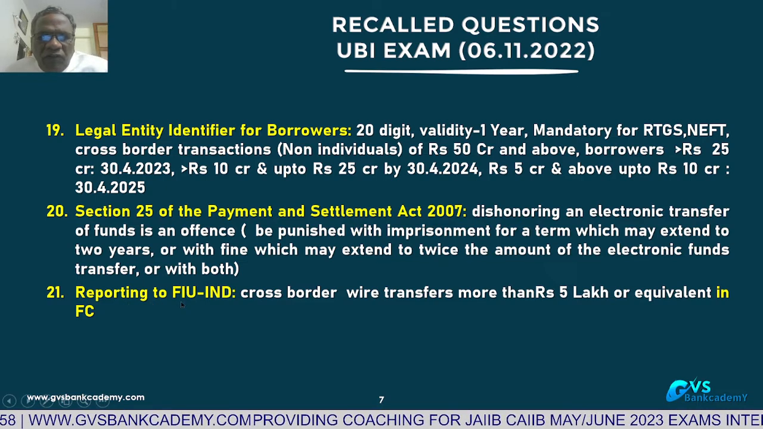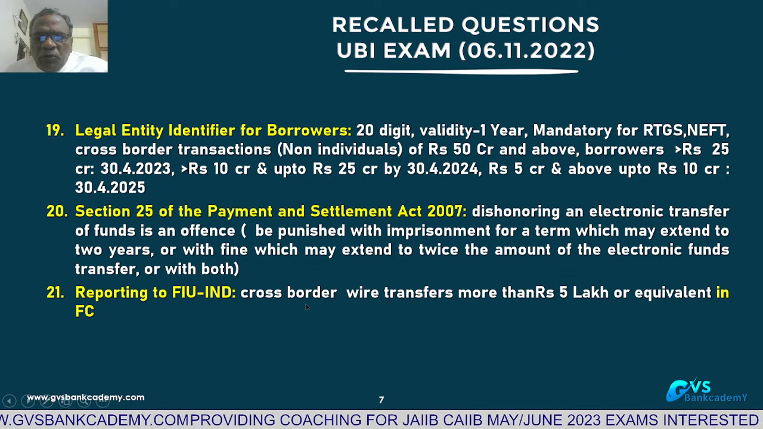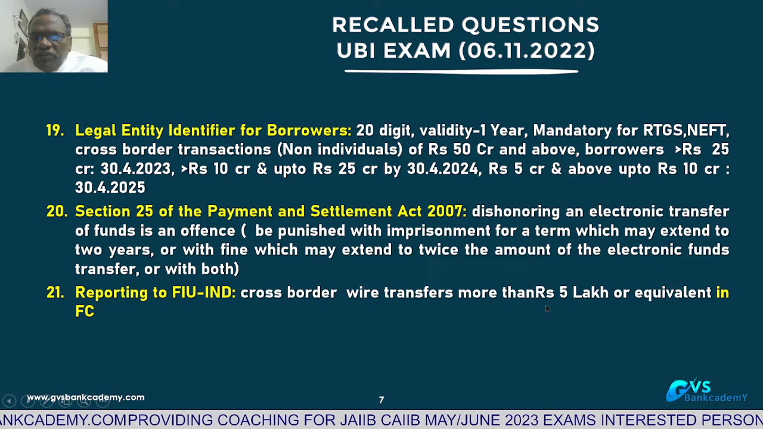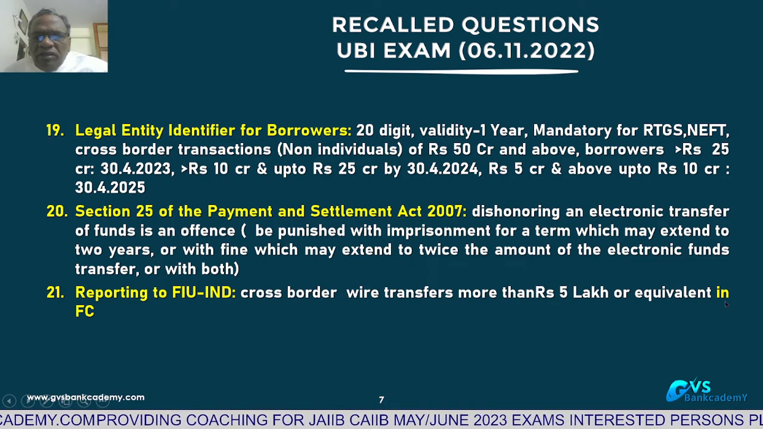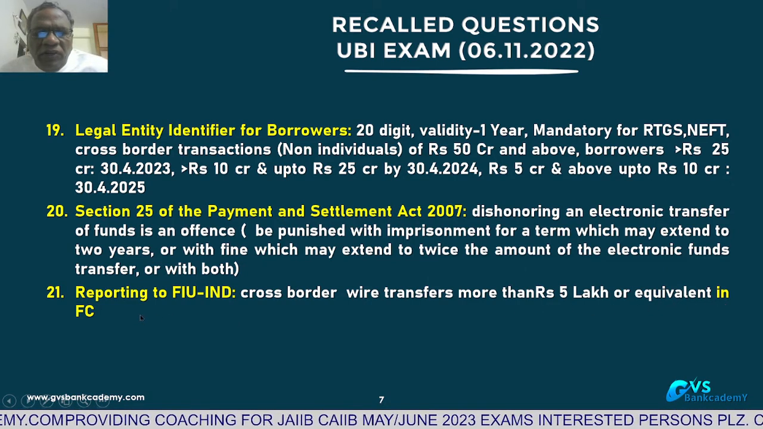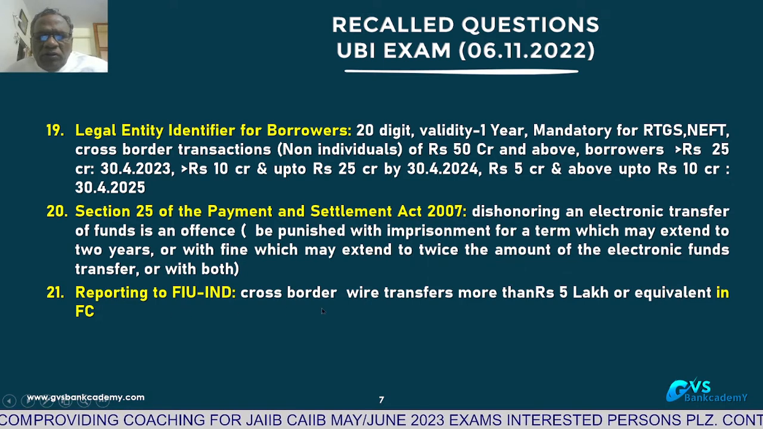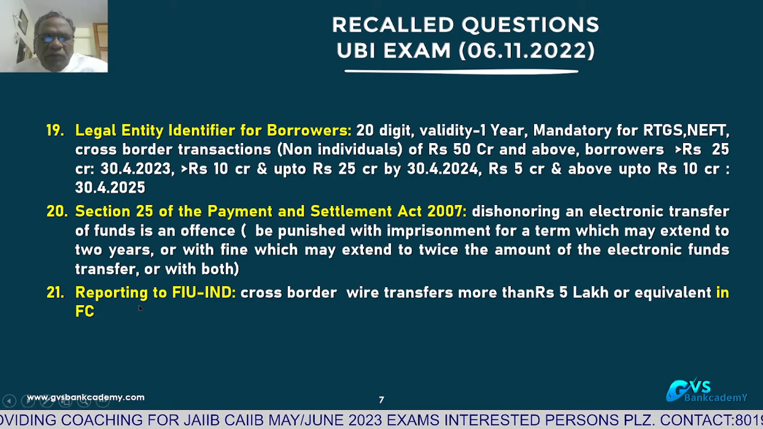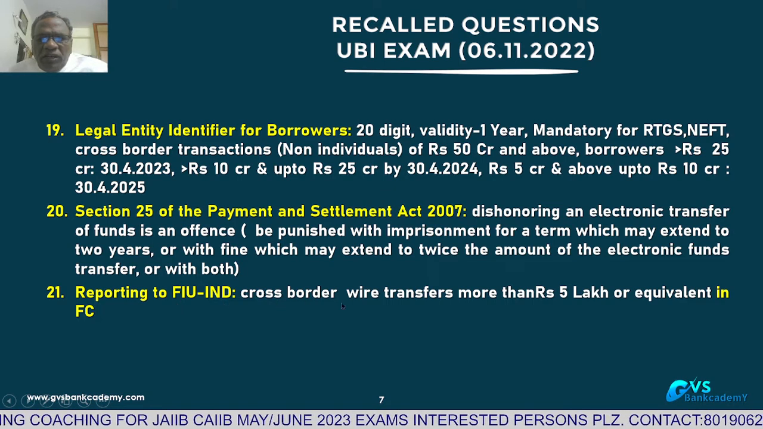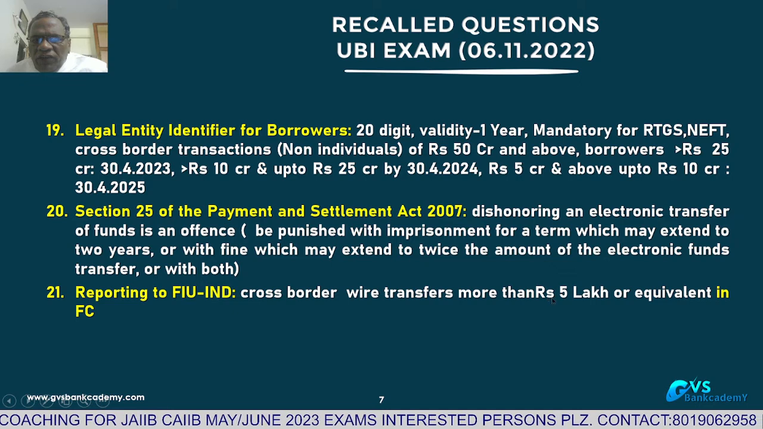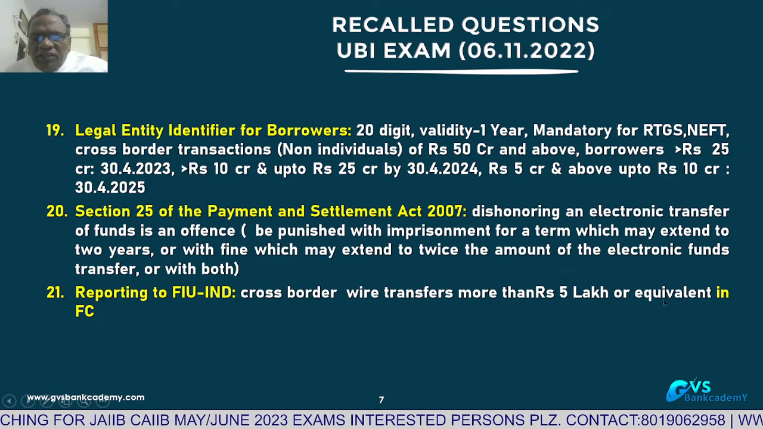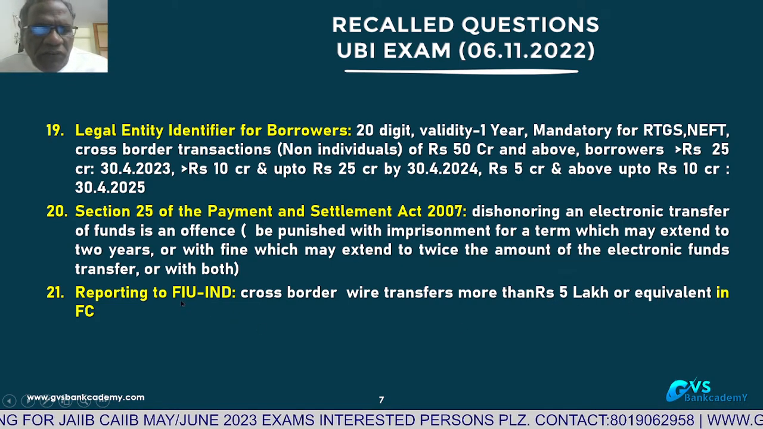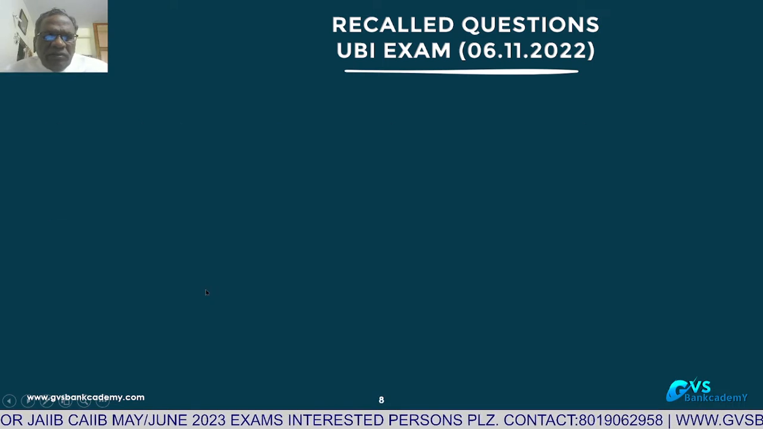Reporting to FIU-IND, Financial Intelligence Unit India. Cross-border wire transactions of more than rupees 5 lakhs or equivalent in foreign currency, every bank has to report to FIU-IND by the 15th of the next month. When do you have to report? Next month 15th.